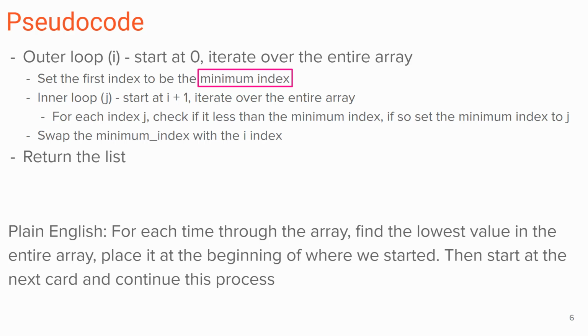Then the inner loop, which I'm going to call J, normal convention, starts at I plus 1. It's not starting at I. I've already looked at I.